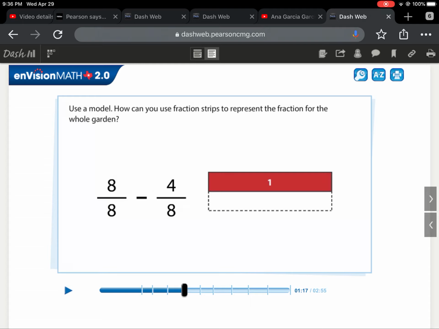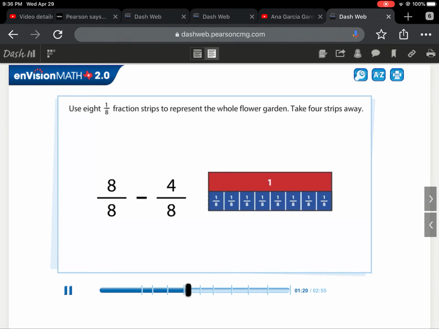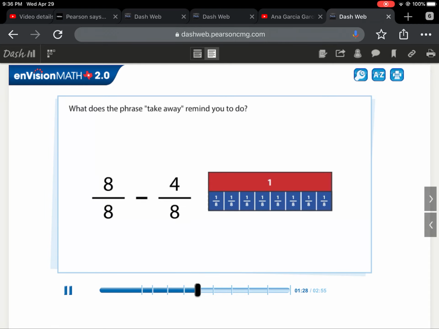So this is where the models are important. Remember that when we're talking about fractions, fraction strips represent the whole. Use 8 1/8 fraction strips to represent the whole flower garden. Take 4 strips away. What does the phrase "take away" remind you to do?